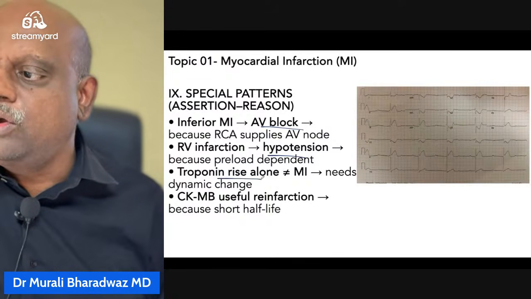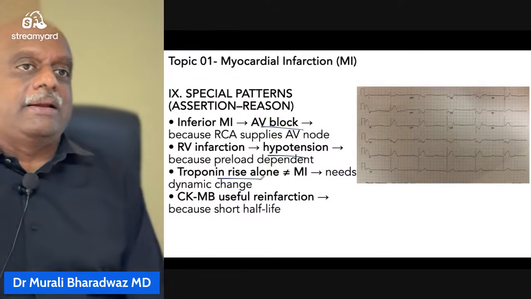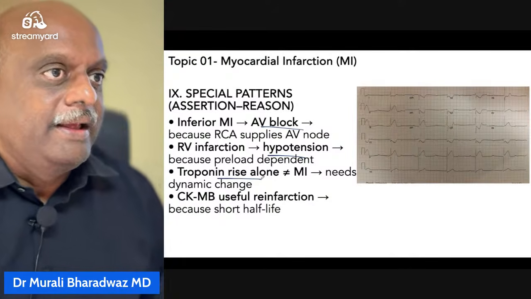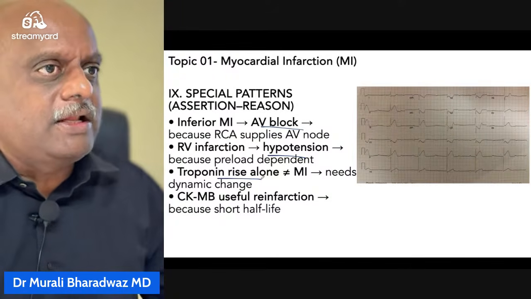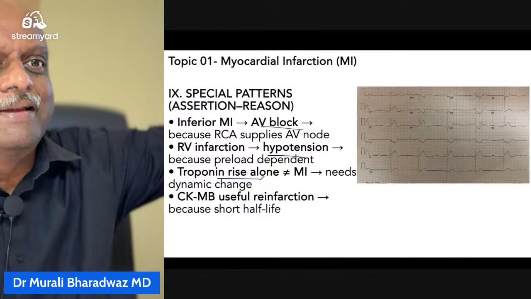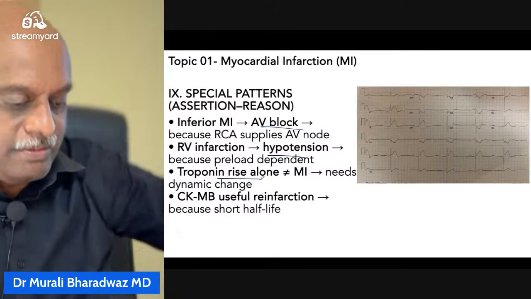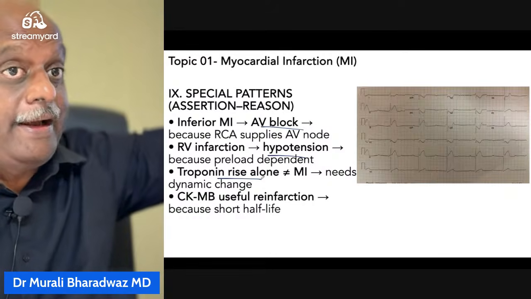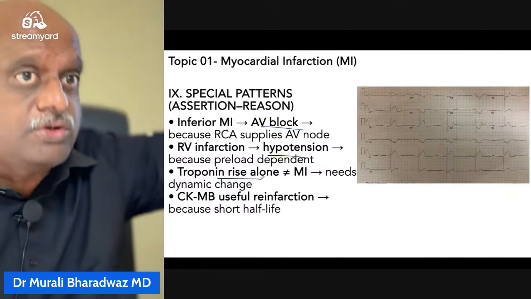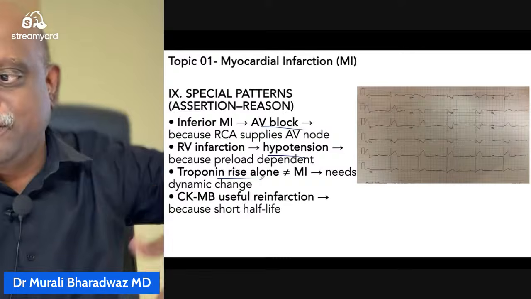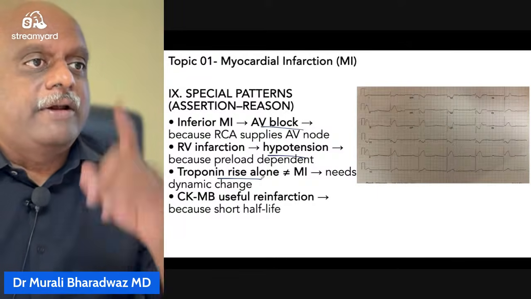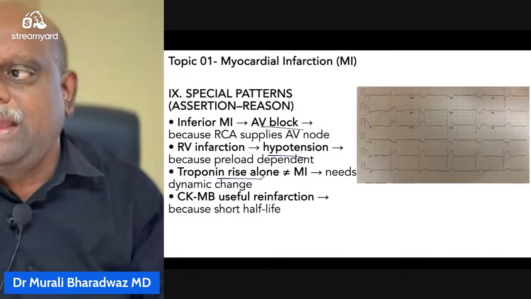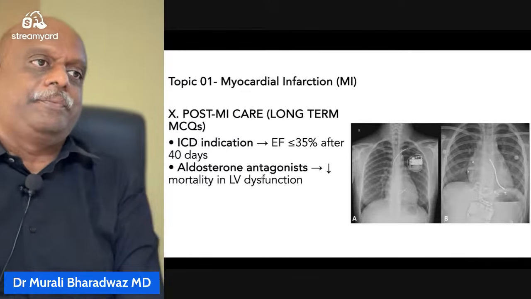Troponin rise alone is not equal to MI. Please remember. Suppose somebody is having renal failure, even if MI is not there, troponin can rise. Understand? Somebody has diabetes, chronic kidney disease. In them, the rise of troponin need not always be due to MI. It can also be due to renal failure. And for reinfarction, what is the best investigation? CKMB is what you need to remember.